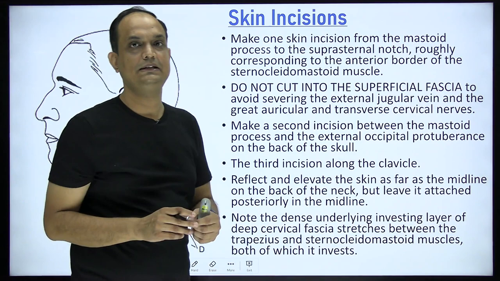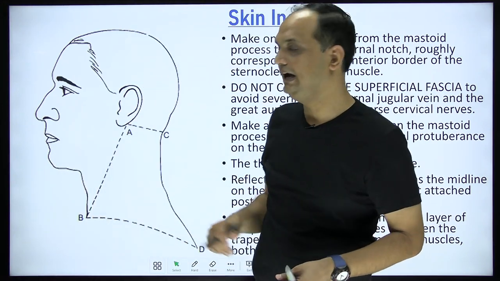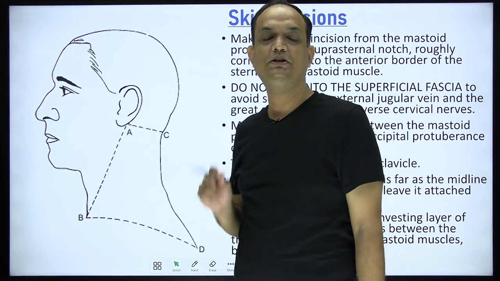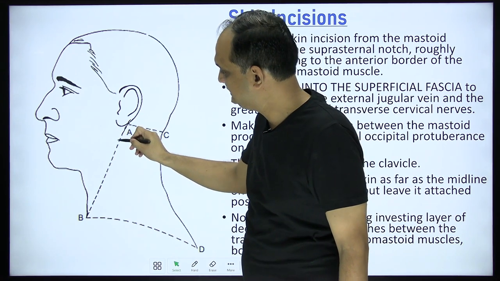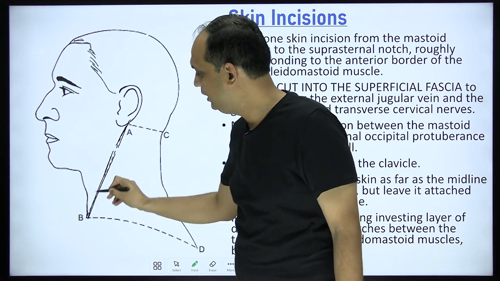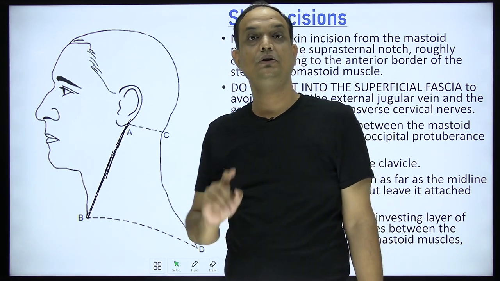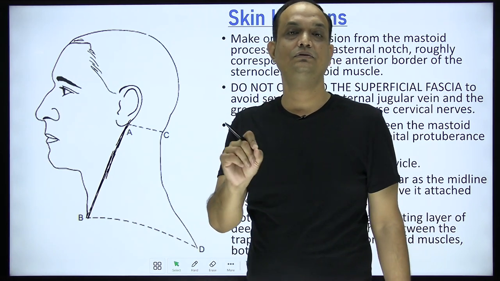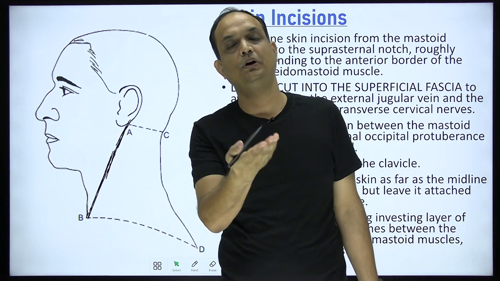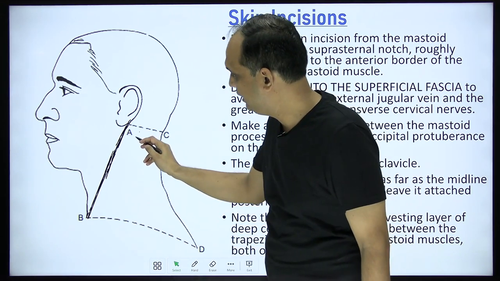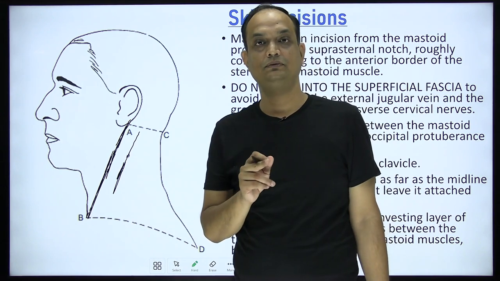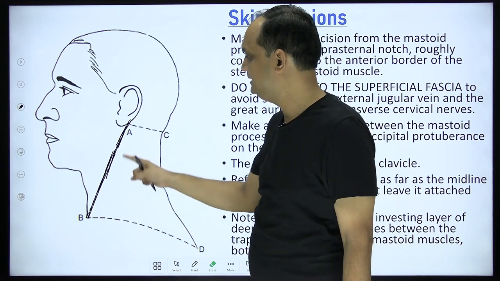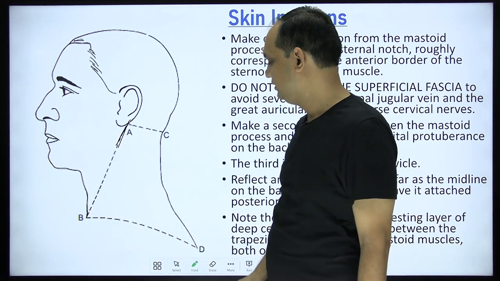Now, how to make the skin incision for the dissection? When you make the skin incision, in the parotid region, that is the ear lobule, behind which you have the mastoid process, from that mastoid process you have to make an incision, and this incision will go along the anterior border of sternocleidomastoid, not along the posterior border. Why? Because we want to avoid cutting the exit of the nerves which we just saw. Those nerves exit along the posterior border. So if you make a cut along the posterior border, you will cut the exit of the nerves. So we have to avoid cutting those nerves, and that's why we put the incision along the anterior border, not along the posterior border.